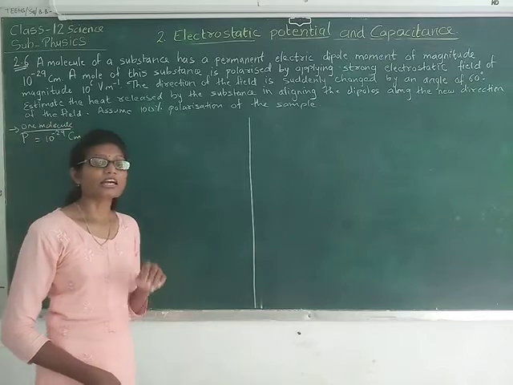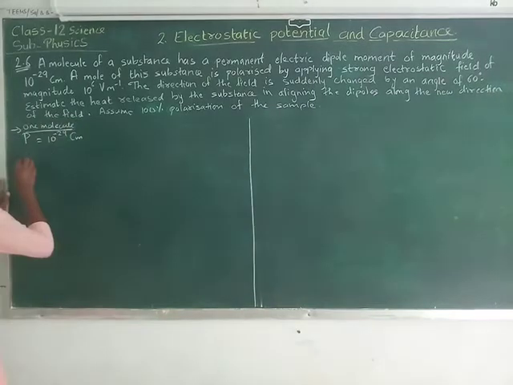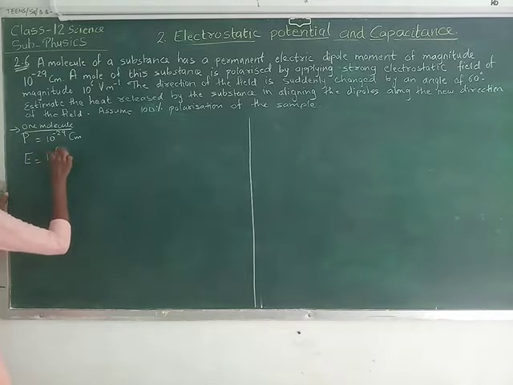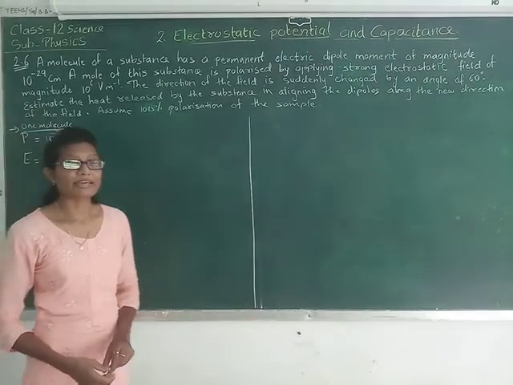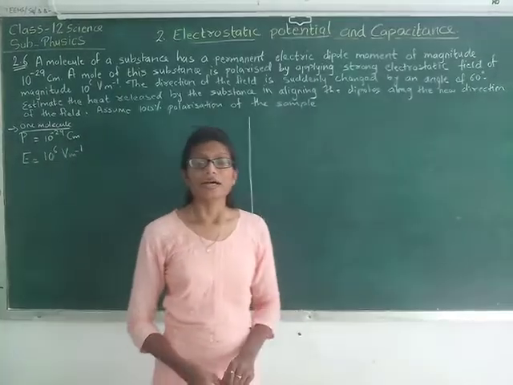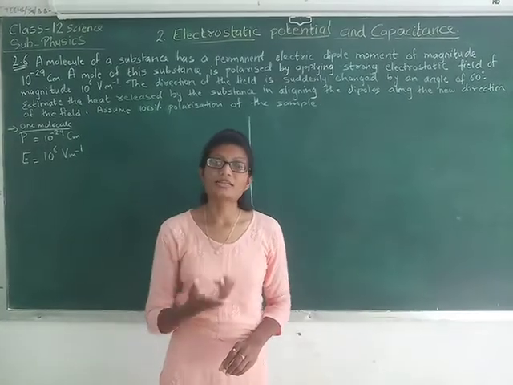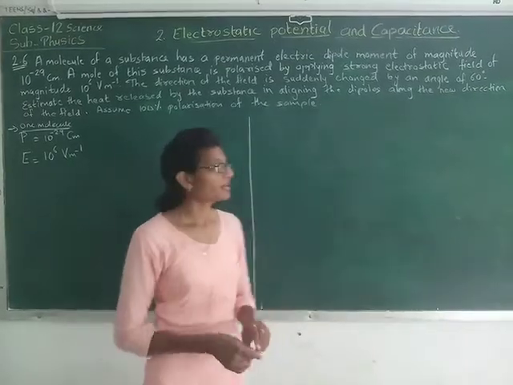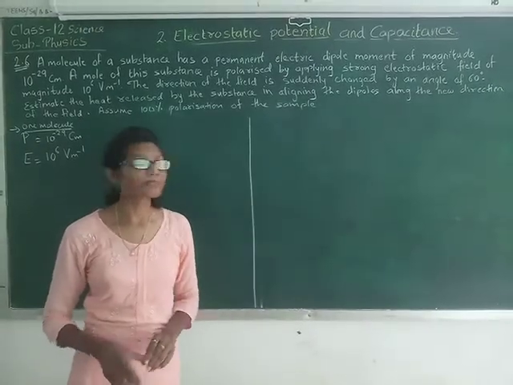How we are polarizing that? By keeping that substance in the strong electric field, and that electric field, its magnitude is 10⁶ volt per meter. Now the direction of the field is suddenly changed by an angle of 60 degree, right? That means initially let us consider that the electric field is along the x-axis, that is it is at 0 degree, right? Now the electric field is being changed, right? The angle between the dipole moment and the electric field is changed by 60 degree.